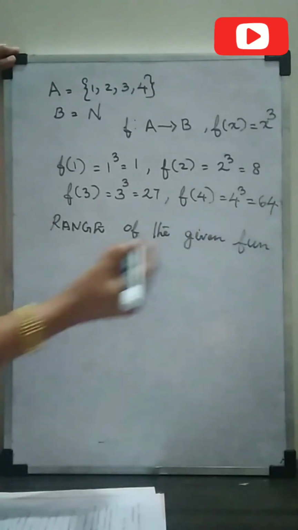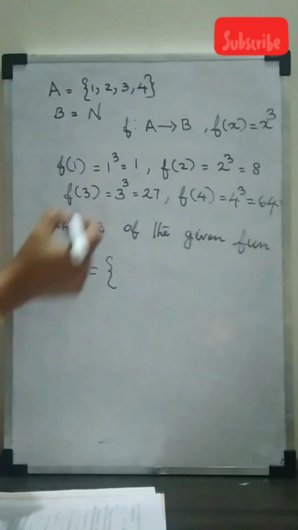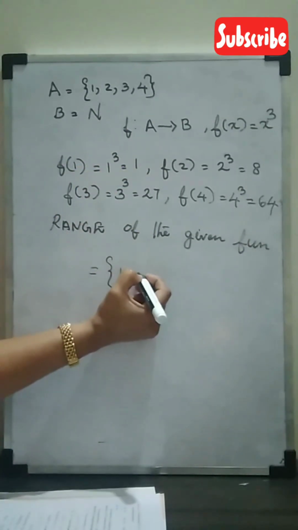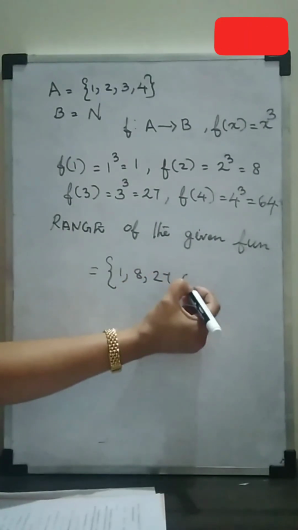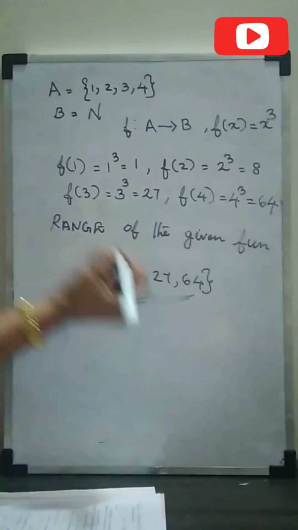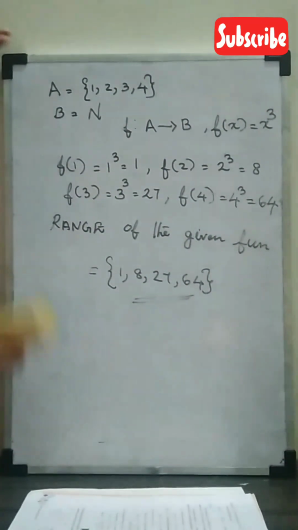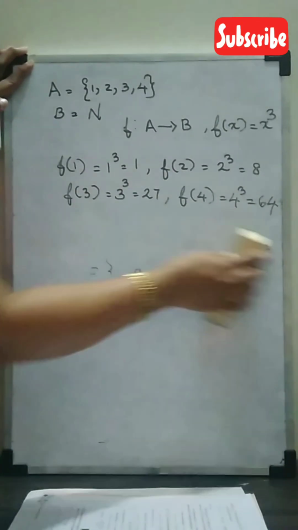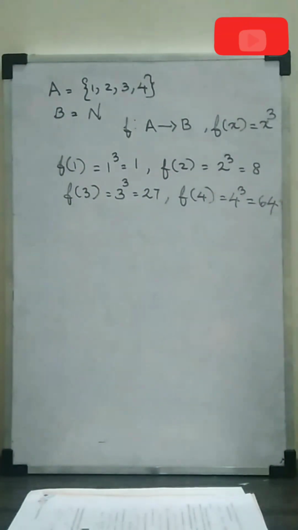Given function is equal to another set 1, 8, 27 and 64. This is our range. Okay. Next, identify the type of function. எந்த மாதிரி function இதுன்னு identify பண்ண சொல்லிருக்காங்க. Okay. So let us use the arrow diagram.